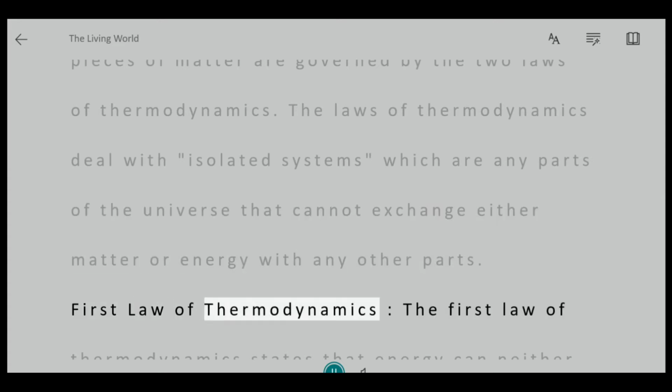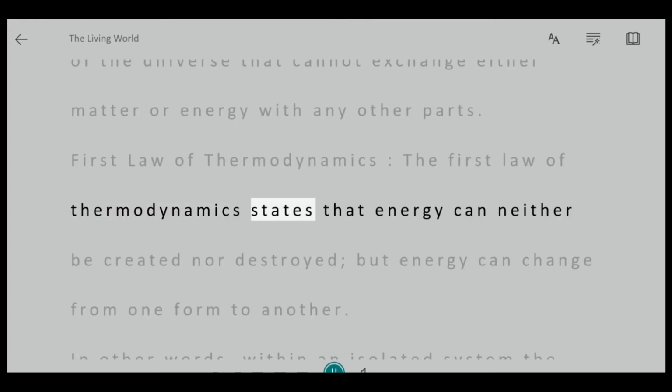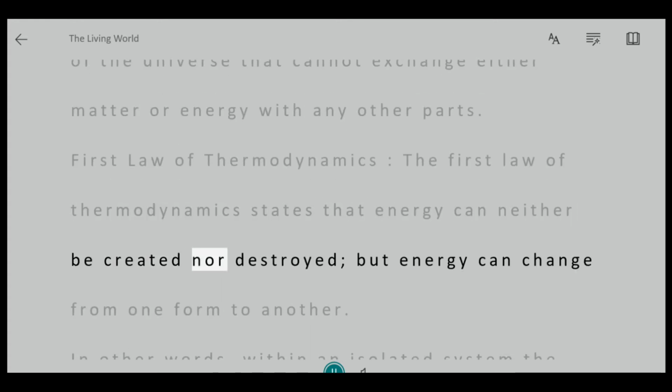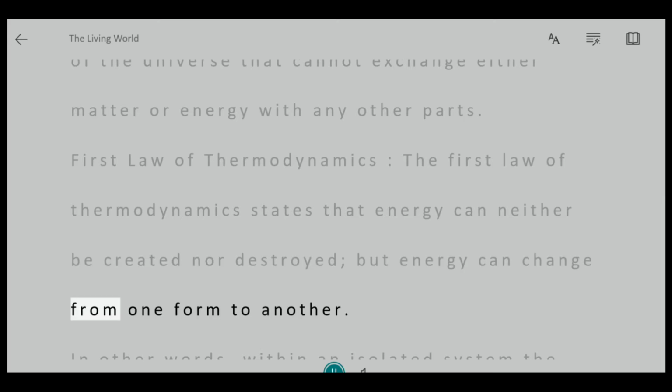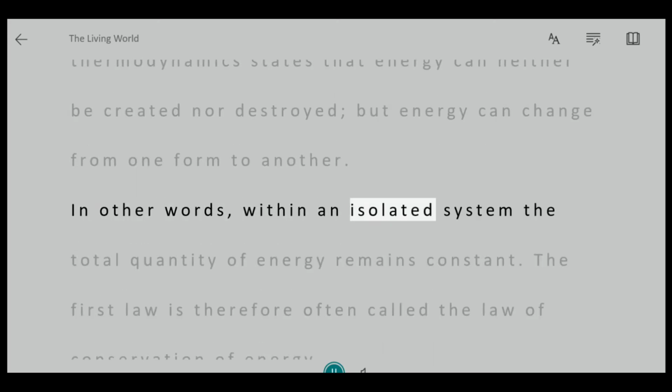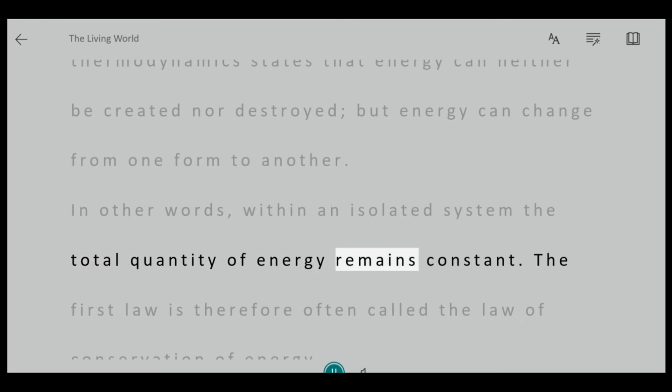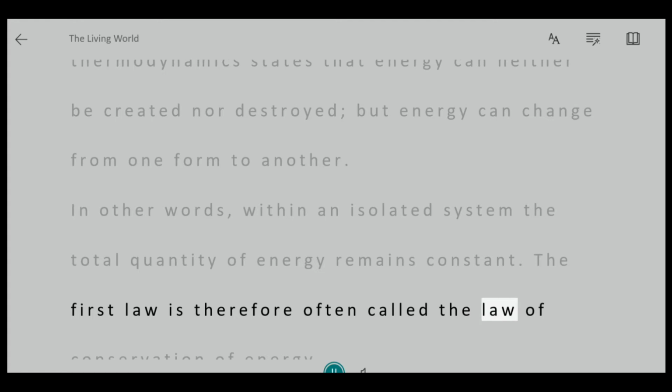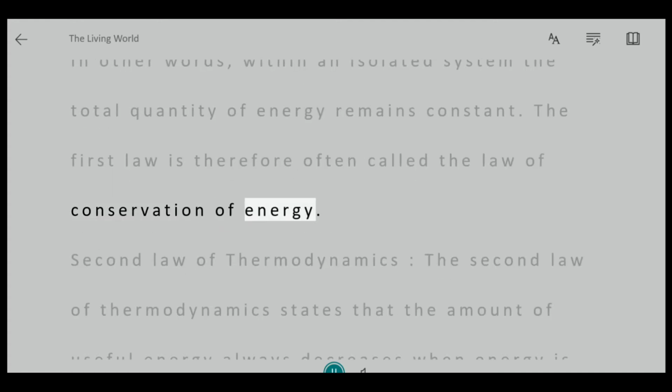First law of thermodynamics. The first law of thermodynamics states that energy can neither be created nor destroyed, but energy can change from one form to another. In other words, within an isolated system, the total quantity of energy remains constant. The first law is therefore often called the law of conservation of energy.